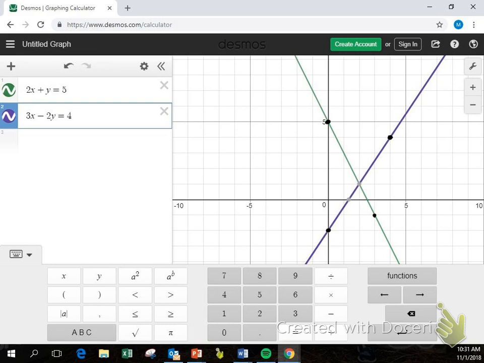All right, 2, 1. We go right 2, we go up 1. There is our point of intersection. So we plotted it on our graph paper. So now both lines have 3 points.